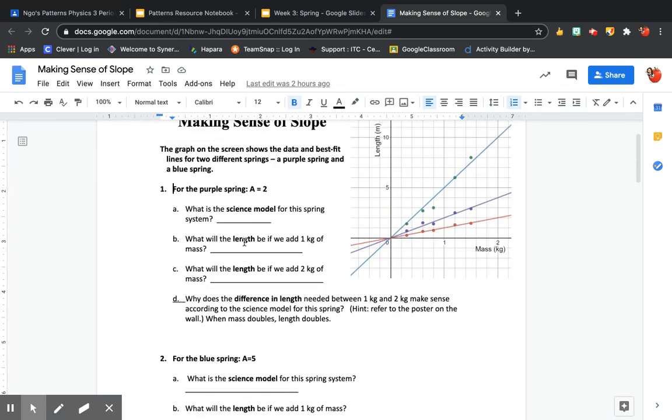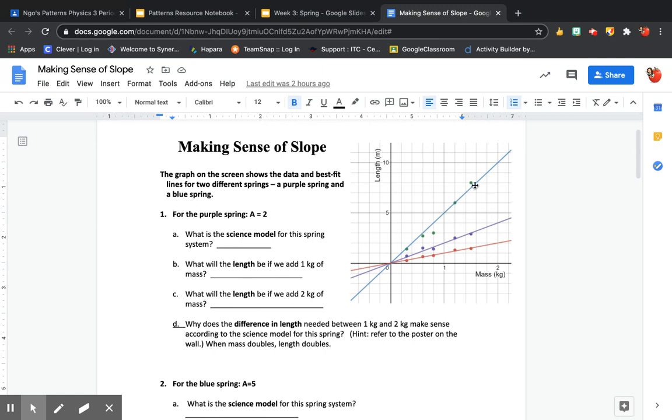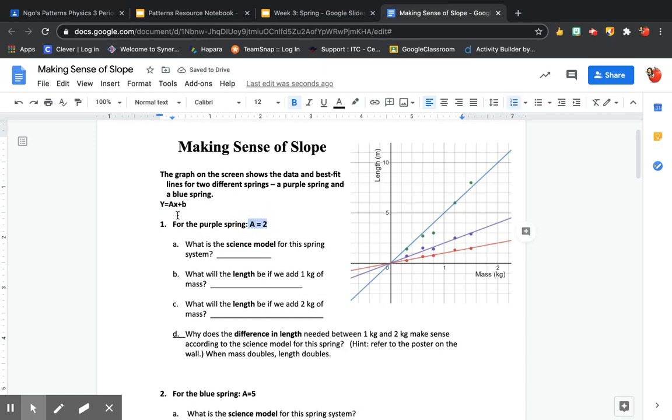All right, so let's start at the top. So this is a linear line. I didn't place it on here, so just for a quick reminder for all of us, the linear math equation is y equals ax plus b. So what I need to do is find the science model for the spring system, and this is for the purple spring, which is this line right here. So I know that my a is 2 because it is right here. So I am just really quickly going to put it into the math model because it makes it easier once I have a and b figured out to replace x and y.